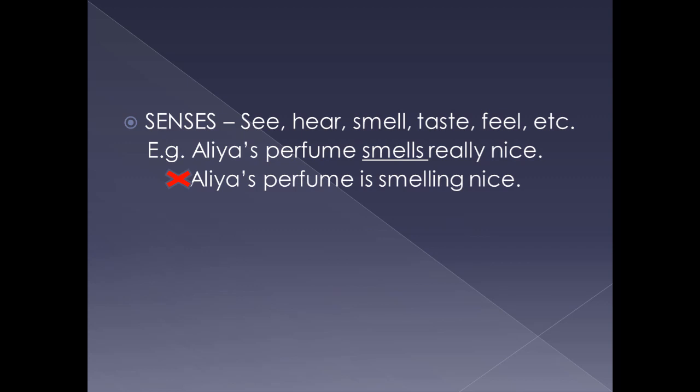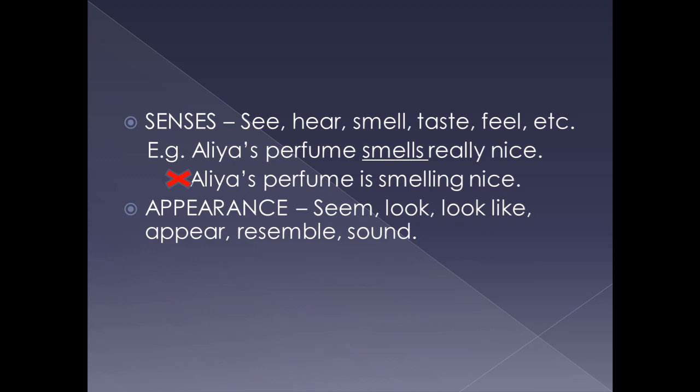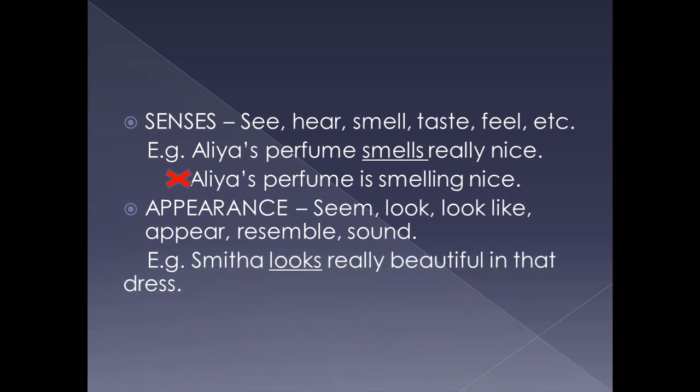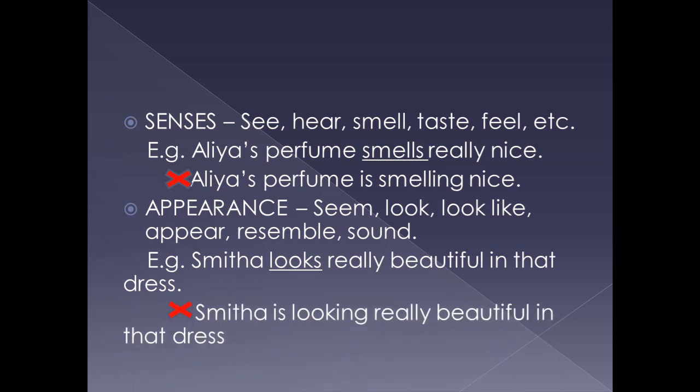The fourth one is appearance. In this category, the verbs are seem, look, look like, appear, resemble, sound. See the example, Smita looks really beautiful in that dress. Smita looks, not Smita is looking. That is wrong. Is looking is wrong. You have to use Smita looks.